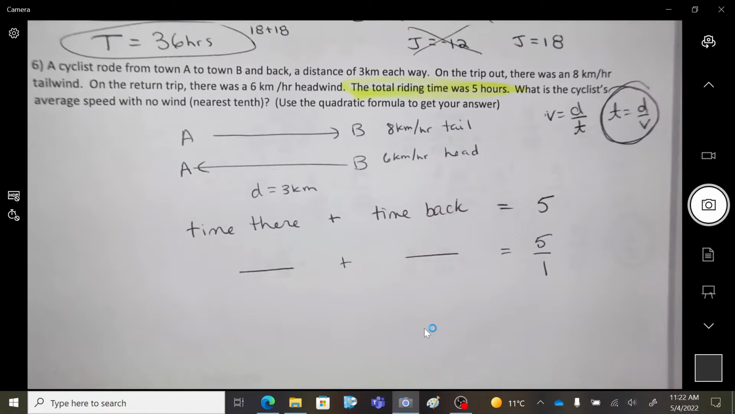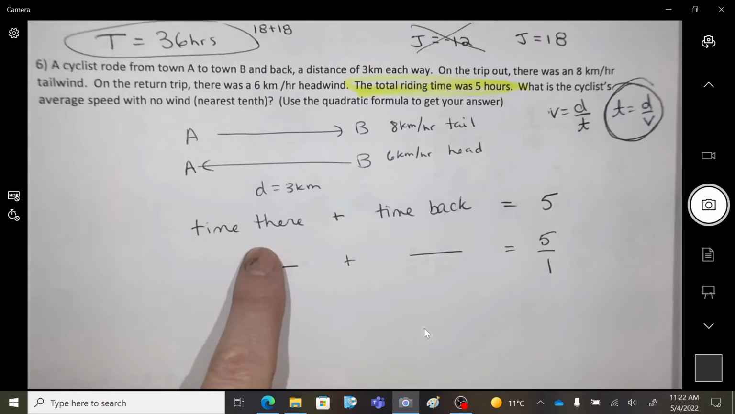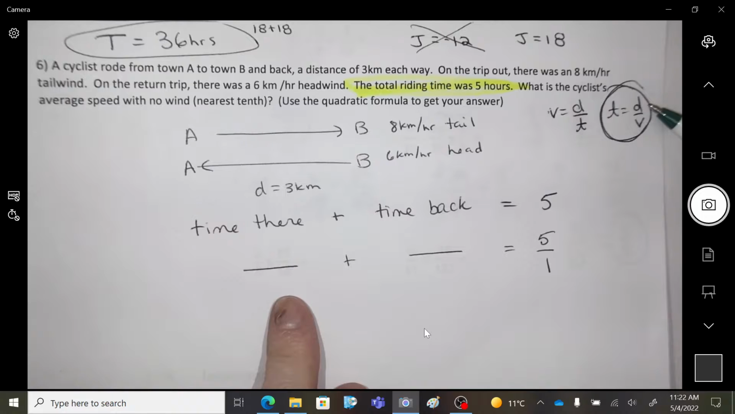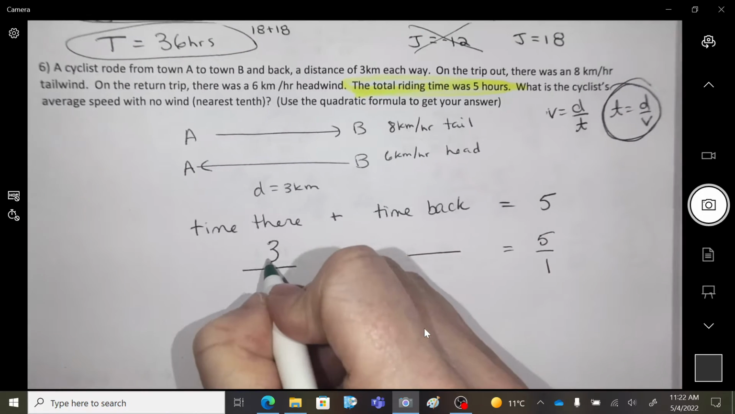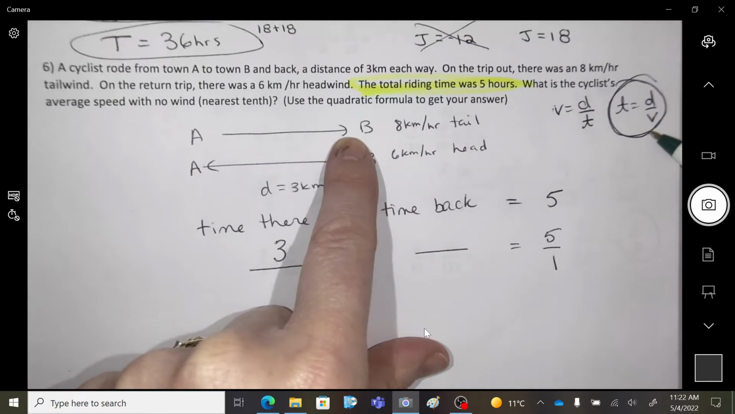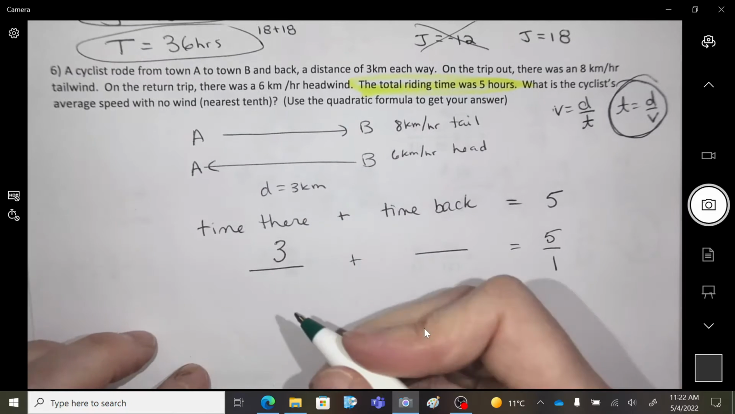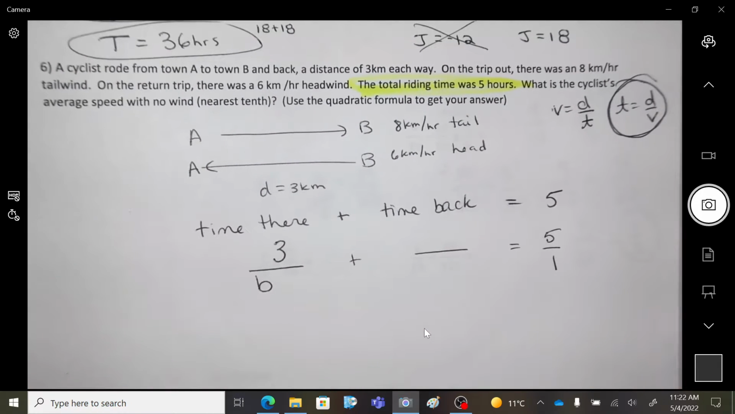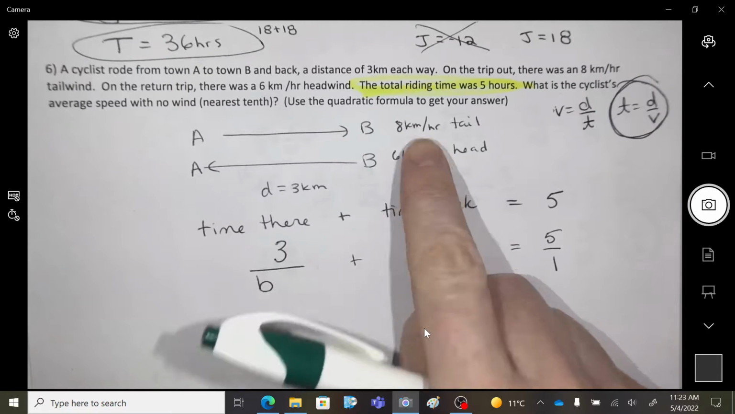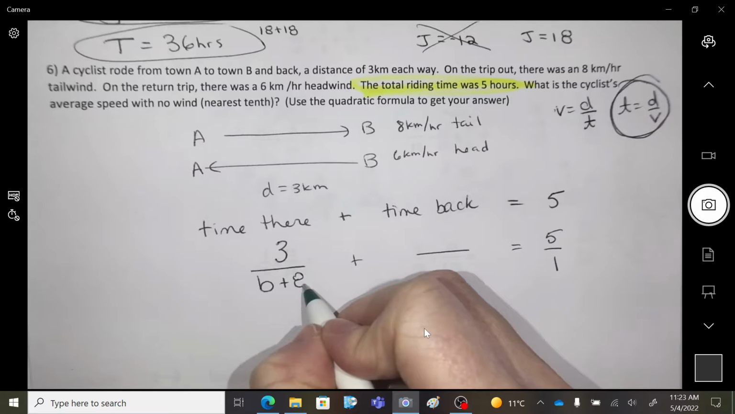Okay, you ready? Talk about the way there. What's the distance on the way there? 3. What's the velocity going there? What's the velocity? So your bike speed, right? And what do we do with this 8? It's a tailwind on your bike. So plus 8.